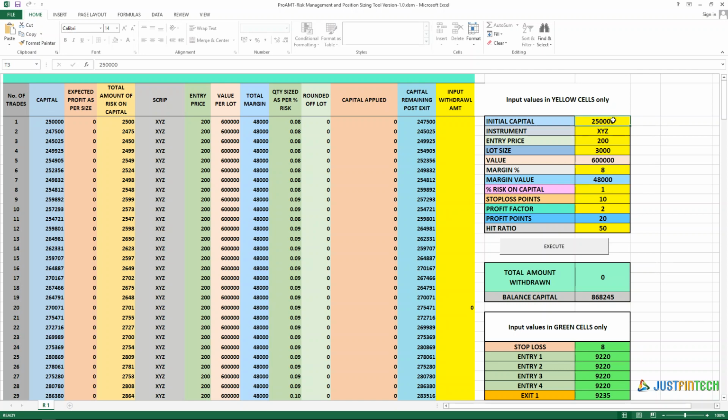If you are taking 2x leverage, then make this 5 lakhs. And when you make it 5 lakhs, automatically 1% risk on 5 lakhs becomes 2% risk on your existing capital, which is 2 lakh 50,000. So there you can see what size you can trade.